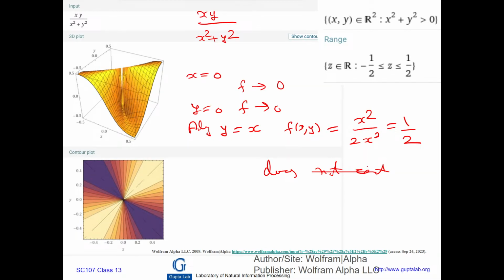Right? Got the idea? First you try along x-axis, then y-axis. If they are different, limit does not exist. Okay? If they are same, try a straight line like y is equal to x, line passing through origin, right? And इस बार अलग आ गई, so then you are done. Okay, take the next example.